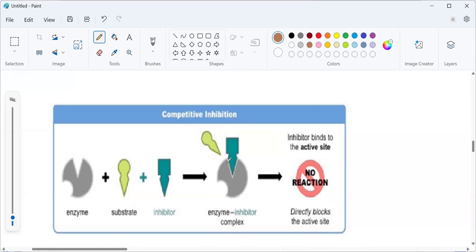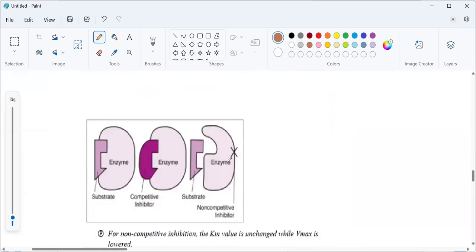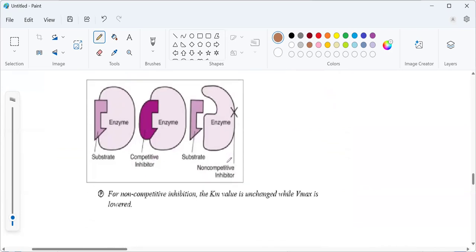Then for non-competitive inhibition, the inhibitor will bind at a site other than the active site on the enzyme surface, and this binding impairs the enzyme function. The inhibitor has no structural resemblance to the substrate. However, there is usually a strong affinity for the inhibitor to bind at the second site. In fact, the inhibitor does not interfere with enzyme-substrate binding, but the catalysis is prevented, possibly due to a distortion of the enzyme conformation.